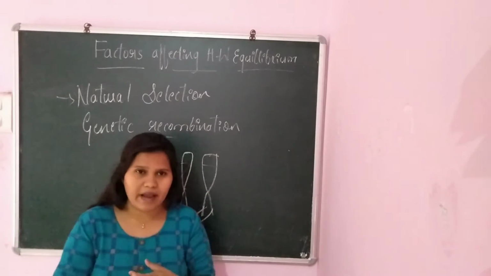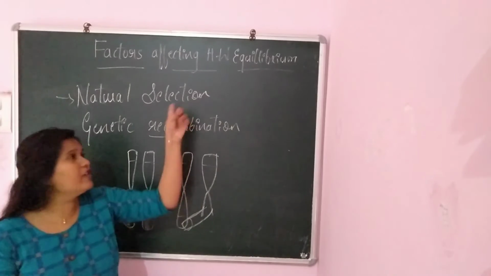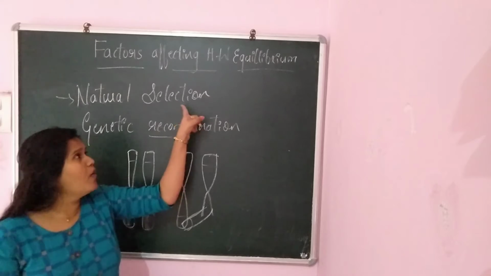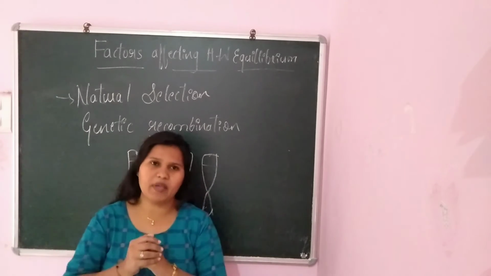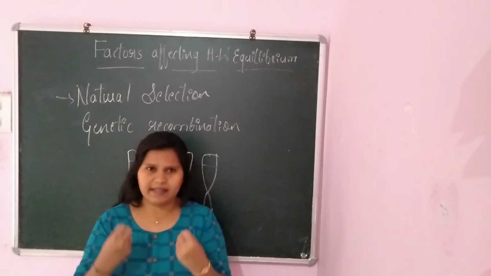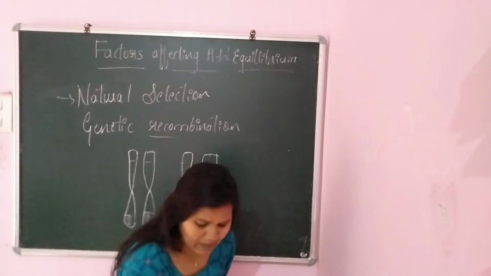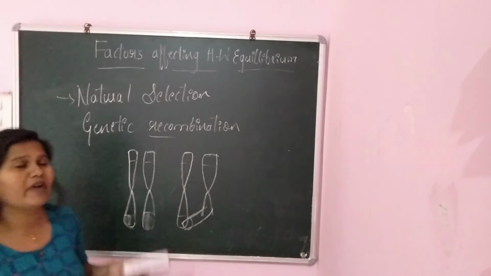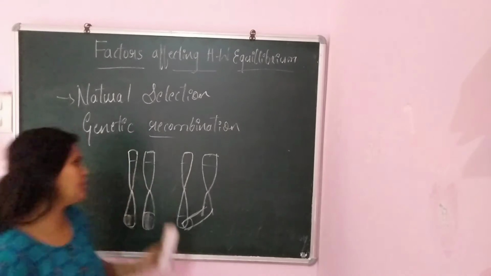Due to that, the offspring will be produced in different manners and that will be selected by nature. What will nature feel? Oh, there is a variety of species coming out, so let me select them. That's how natural selection takes place. So this is about the fifth factor, that is genetic recombination and natural selection.